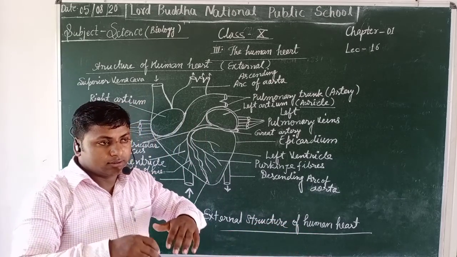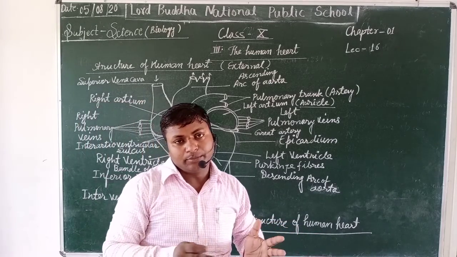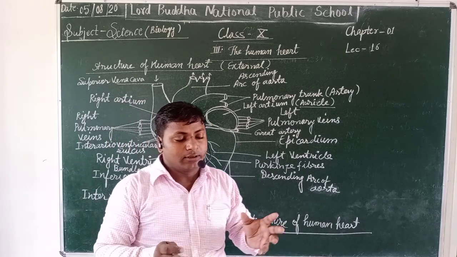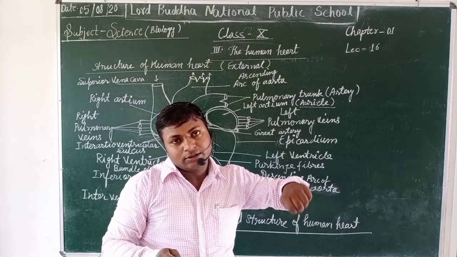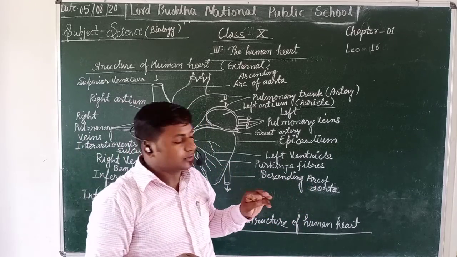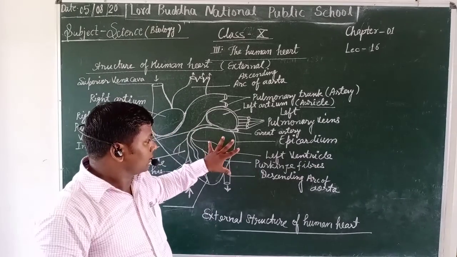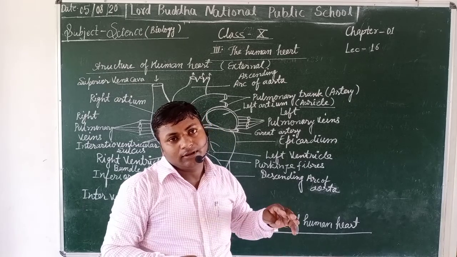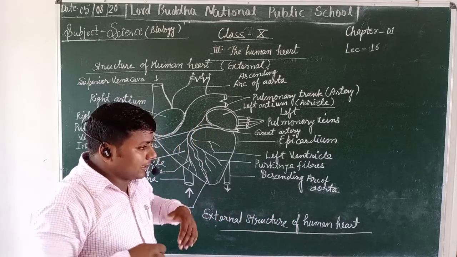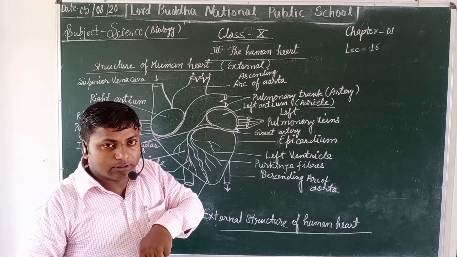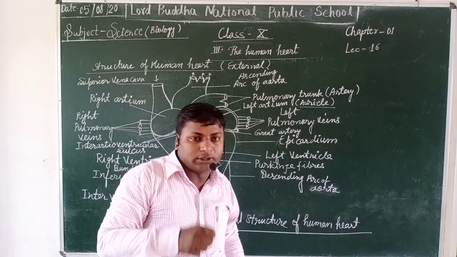That's why the left lung lobe is quite smaller than the right lung, due to 2/3 part of the human heart lying on the left side. It lies in the thoracic region in between our both lungs.